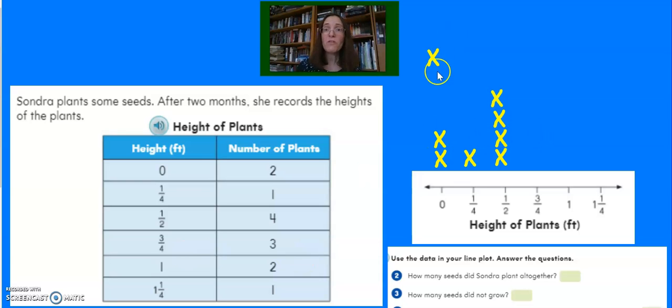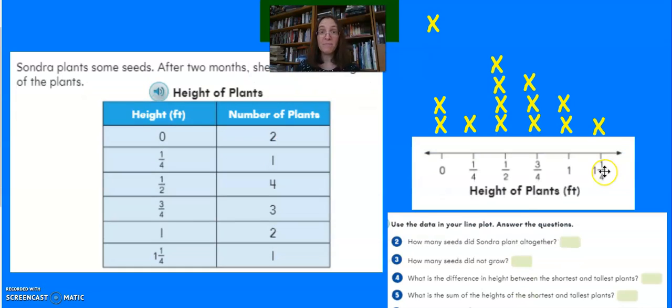3/4, 3 of them. So when I'm doing this, I'm going to want to line this first X up with the others, line this first and the second X up with the others across sort of horizontally there, and the third one. There we go. 1 foot plants. We had 2 1-foot plants. So again, it doesn't have to be perfect, but I'm trying to line it up there. And then 1 1/4 foot plants, we only have 1 of those.